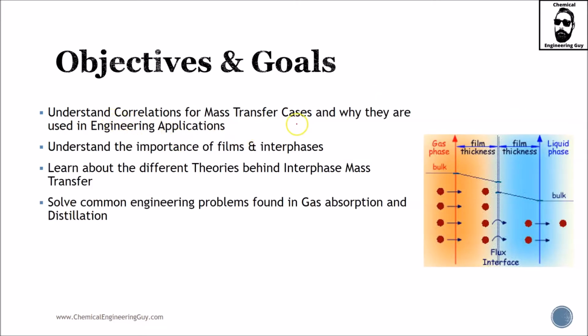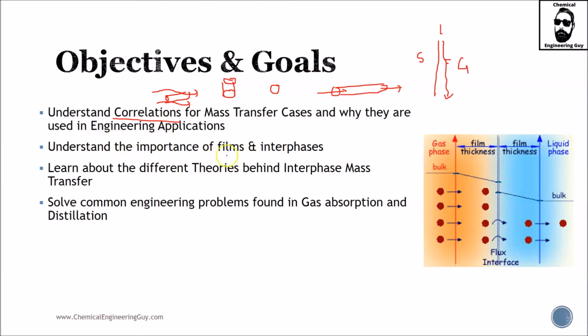Understand correlations for mass transfer cases and why they are used in engineering applications. So as stated before, there are several mass transfer correlations for, I don't know, pipes, vertical cylinders, maybe even spheres. If you're talking about flow transversally outside of a pipe, or maybe inside the pipe, we have all those correlations. A wall, let's say this is a solid and this is a liquid and this is a gas, there will be an interaction. There are many correlations that we're going to be covering.